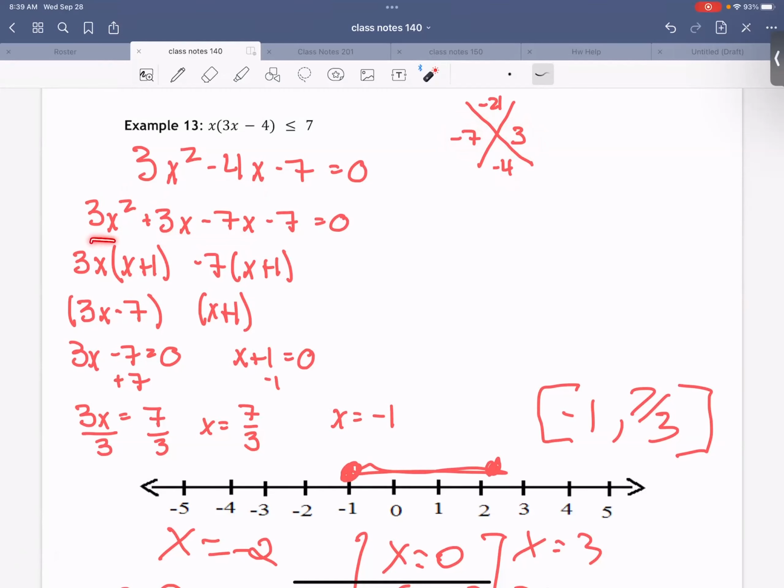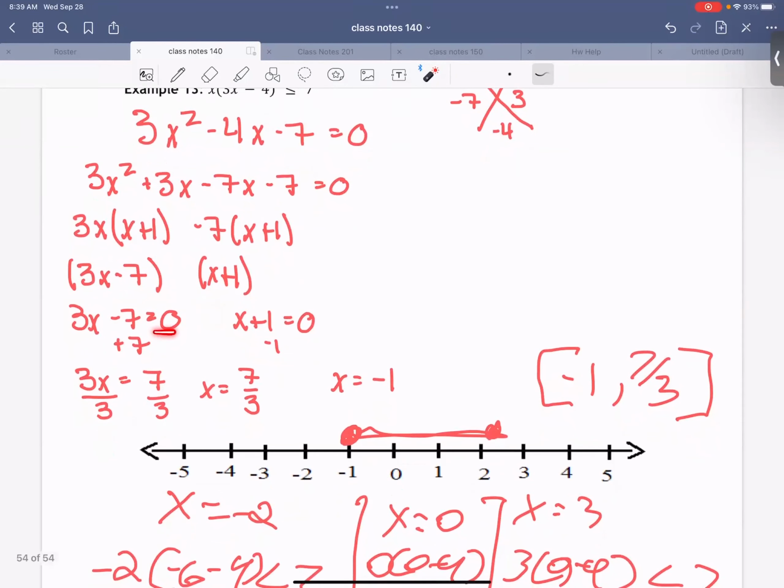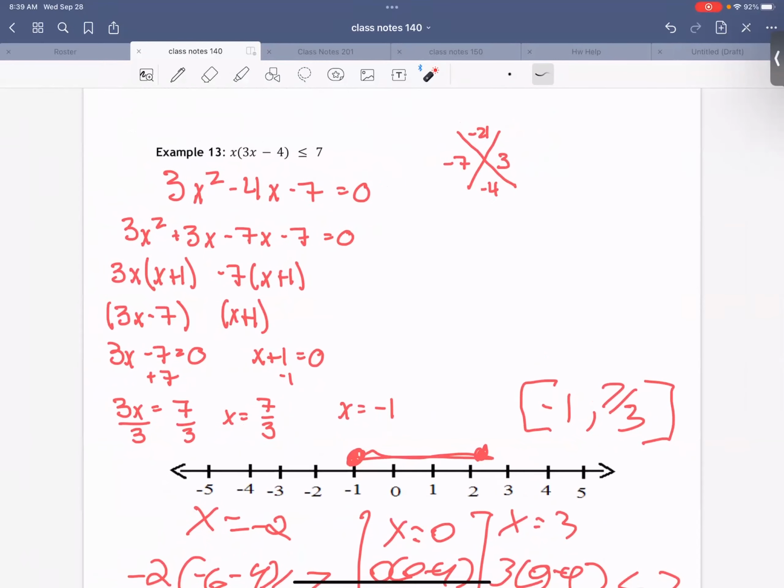So then I did some grouping and I got, well, first I had to expand it back out, so I did 3x squared plus 3x minus 7x minus 7. And then by grouping, I got 3x times x plus 1 and -7 times x plus 1, which led me to getting 3x minus 7 and x plus 1. And I set those equal to 0 to get my x values, which ended up being 7/3 and -1. Nice job. Very good rundown there. Any questions about solving the equation?